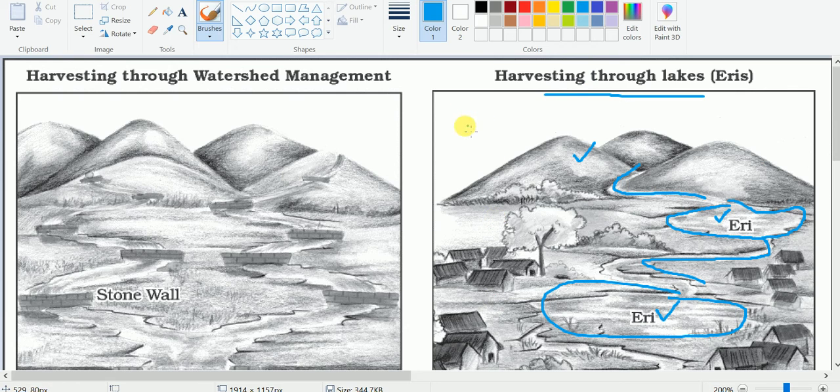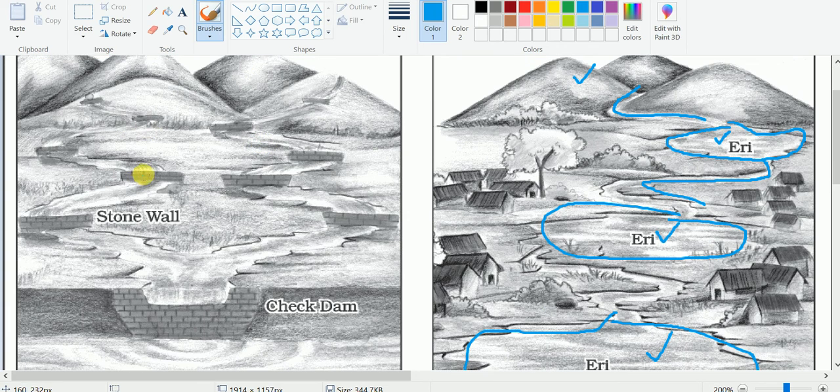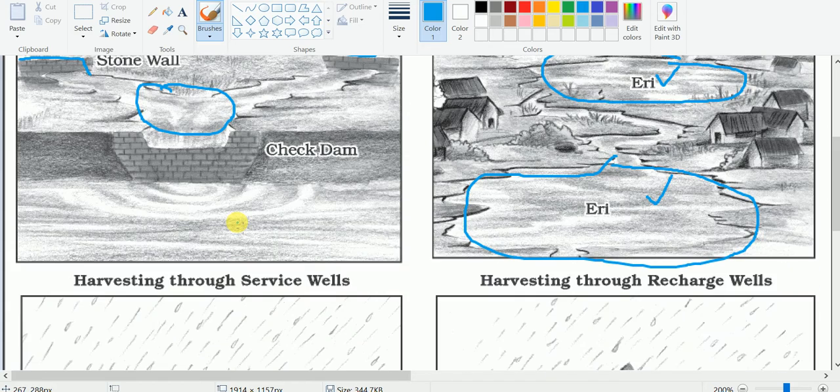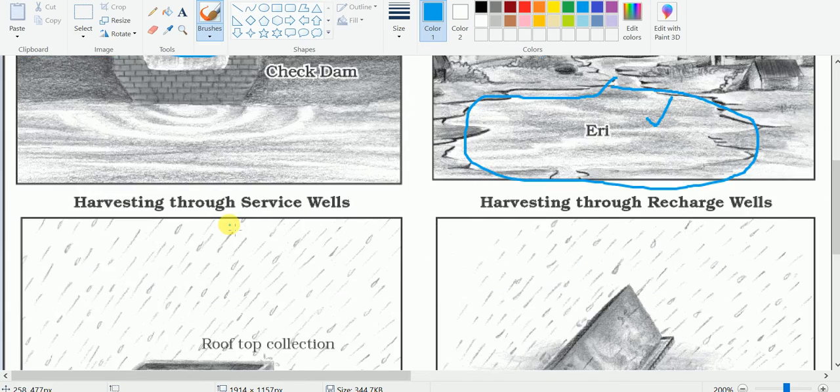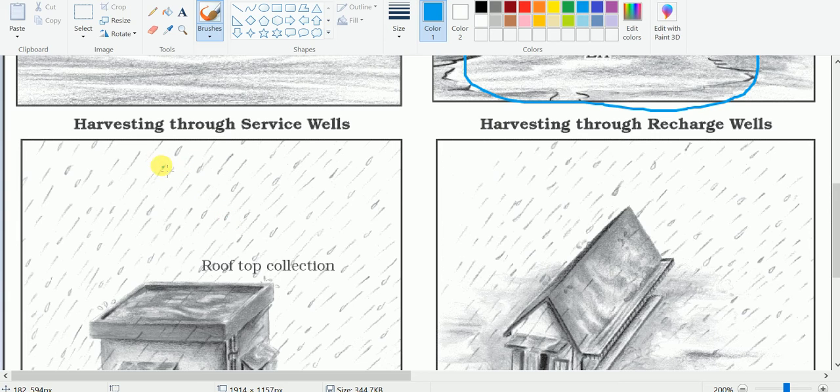So this is another method of rainwater harvesting: harvesting rainwater through lakes, and this is harvesting rainwater through watershed management. By constructing these check dams, we are making small dams here, so water will be stored here, and when we are in need, we may use it. And this is another technique, harvesting through service wells.